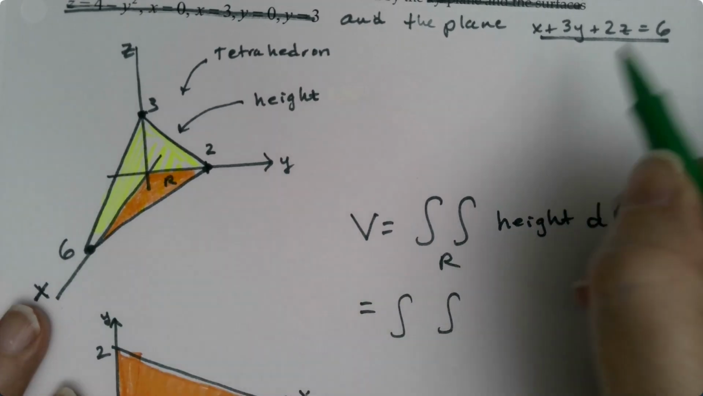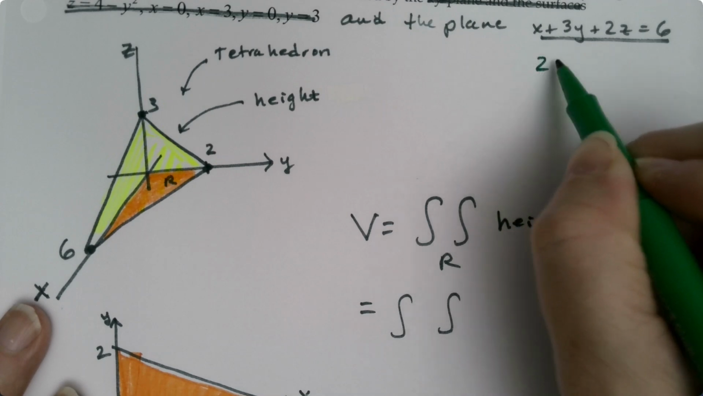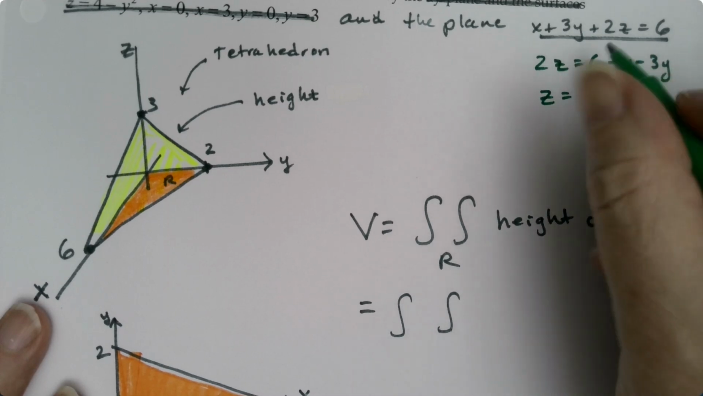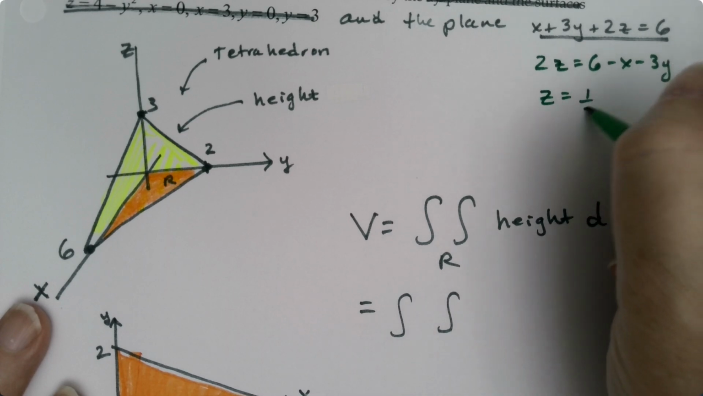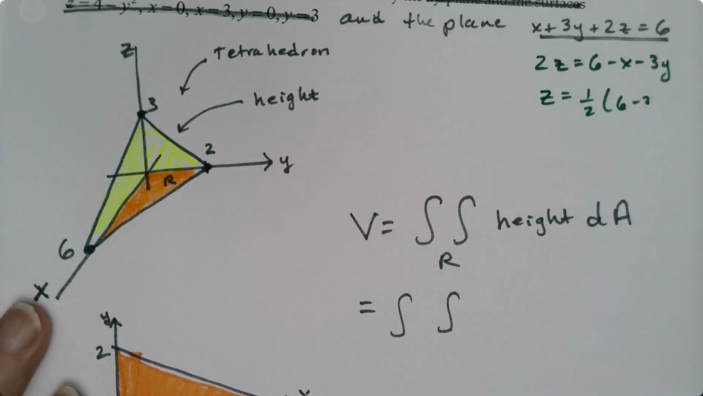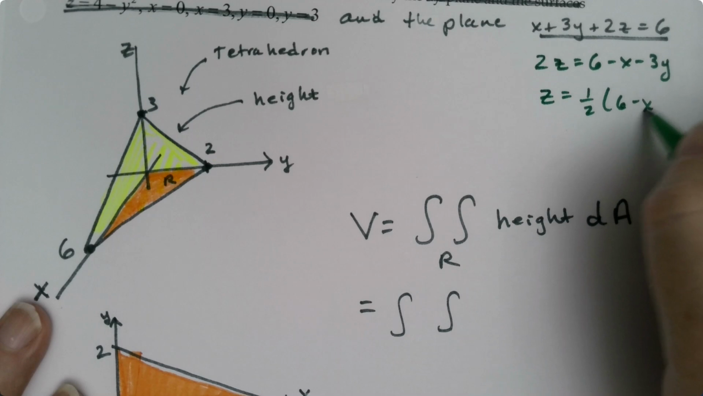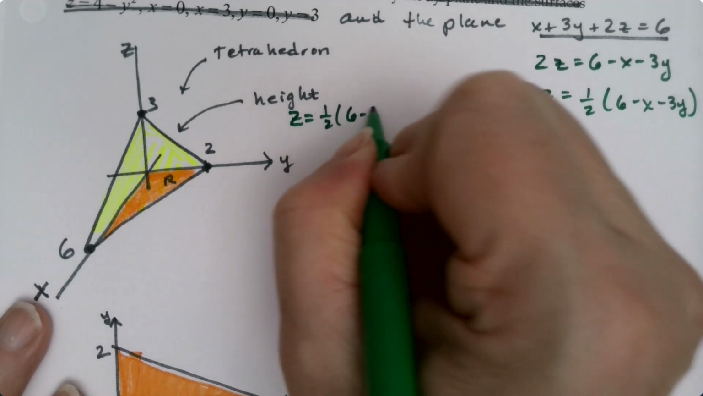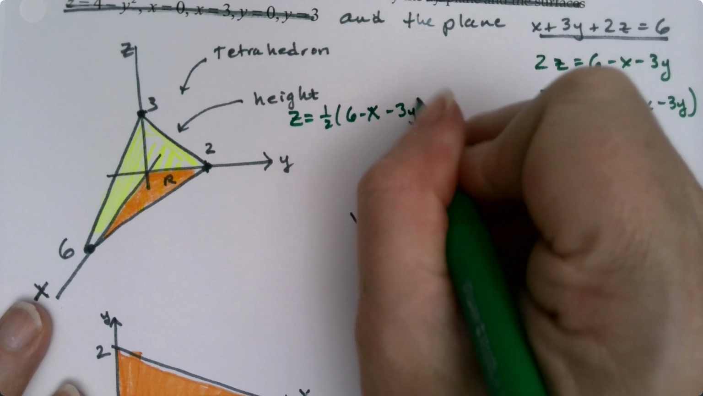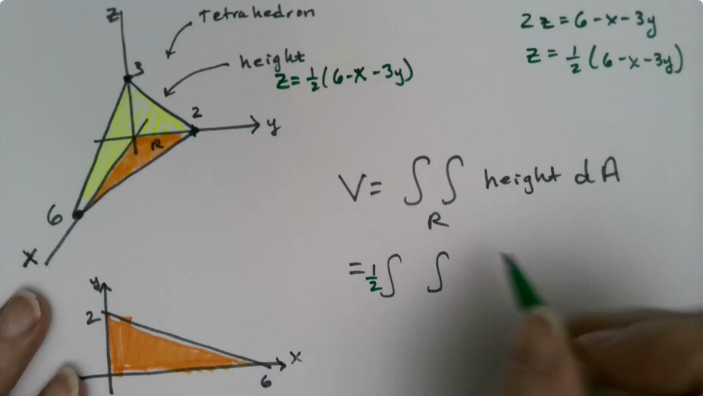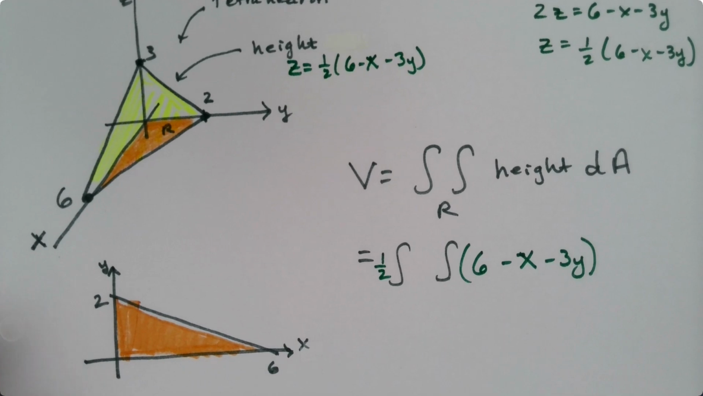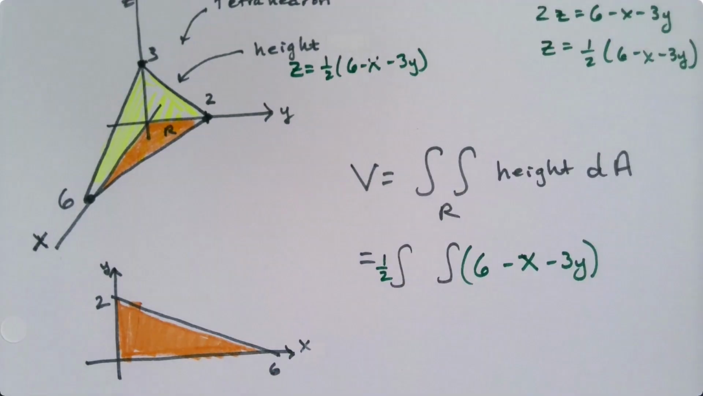So let's think. 2z would be equal to 6 minus x minus 3y. So z would be equal to 1/2 times 6 minus x minus 3y. That'll just be the easiest way to write it. So that's our height. z equals 1/2 (6 minus x minus 3y). And that's what we're going to put in here. I'm actually going to stick the half out in front, but 6 minus x minus 3y goes right there. I keep trying to write 3x for some reason, but it's not. It's 3y. So that's why my x's are getting strange.